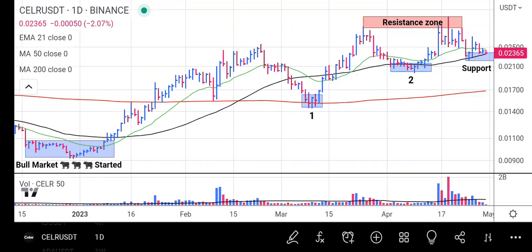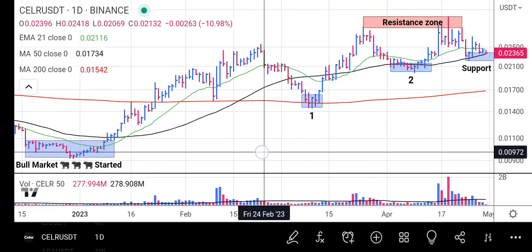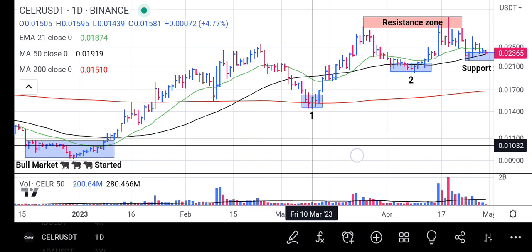On this chart, I'll be analyzing Celer Network. Celer Network started a bull run towards the beginning of the year and it has been doing very great. Celer Network ran rapidly and it hit a high of 0.02550. Then the sellers came in, they sent Celer Network down to the downside. Celer Network fell heavily and the price hit the 200-day moving average, our red line, at point 1.